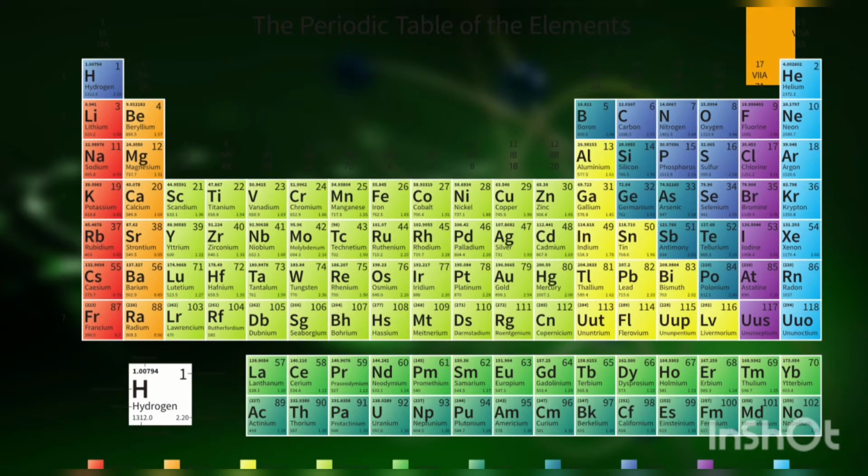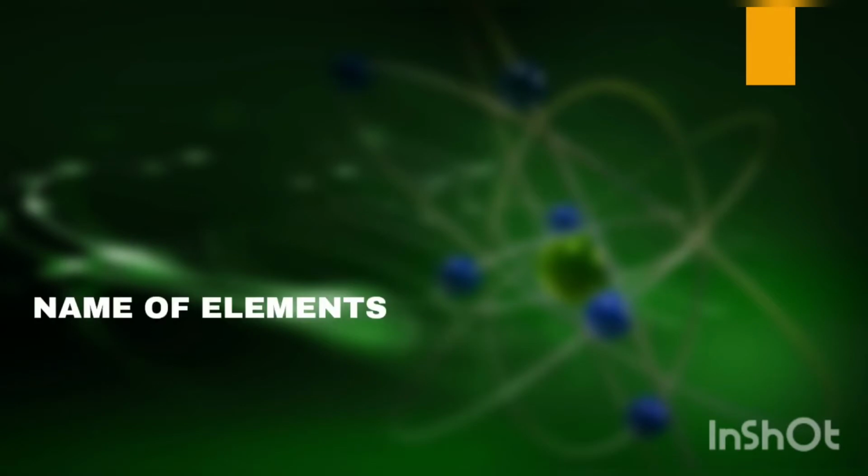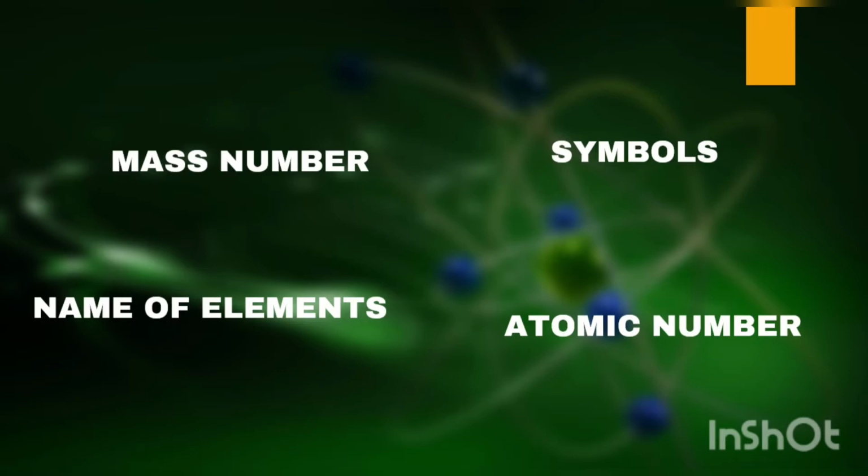I know that you are familiar with the periodic table of elements. What are the informations that we can get from this periodic table of elements? Here are some of the informations that we can get from the periodic table of elements. We have the name of the elements. We can get there the symbols, mass number, atomic number, and a lot more.